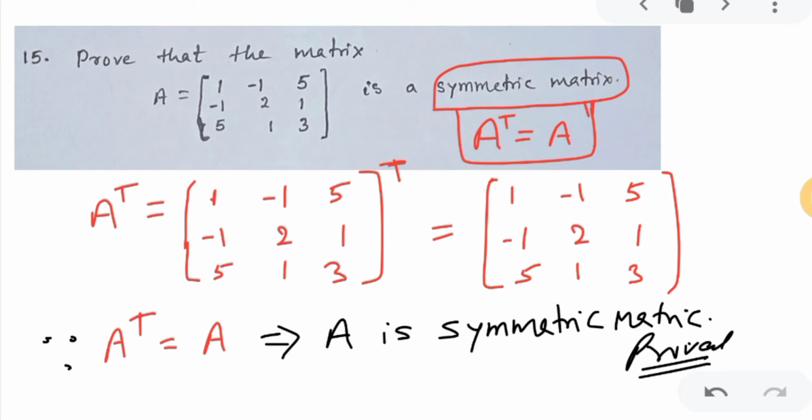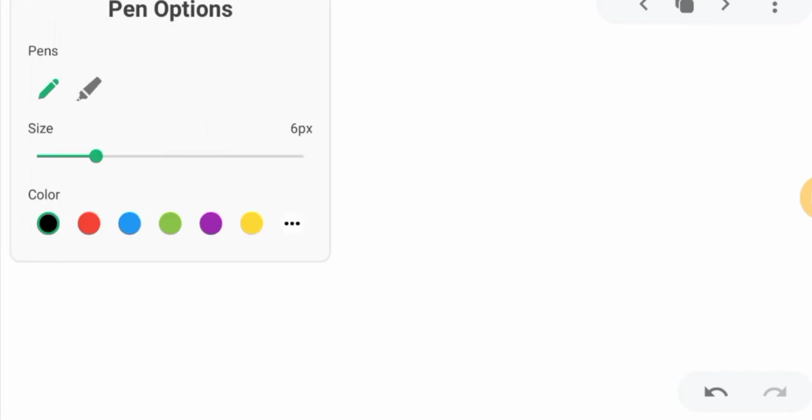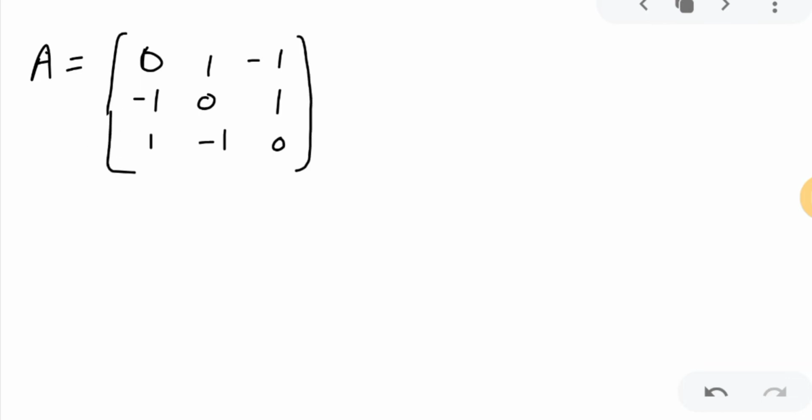Okay. So this type of question, one more type of question they can ask also, like on skew symmetric matrix, like that question also I will discuss. So prove that a matrix A, I will write the question in short, 0 1 minus 1, minus 1 0 1, 1 minus 1 0. This matrix A is given, and you have to prove that A is a skew symmetric matrix.